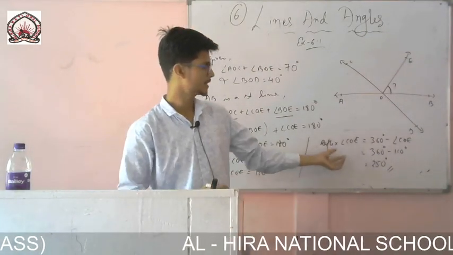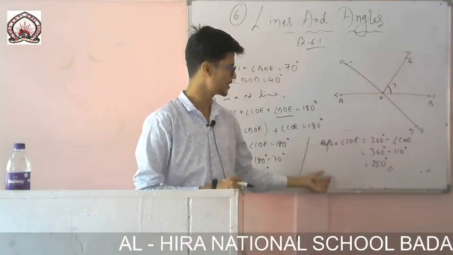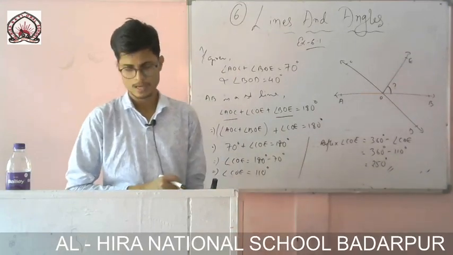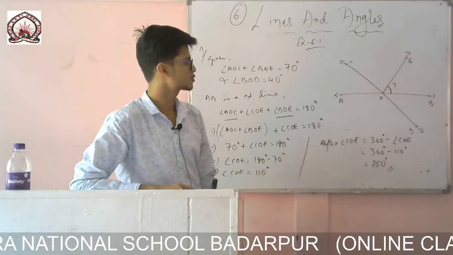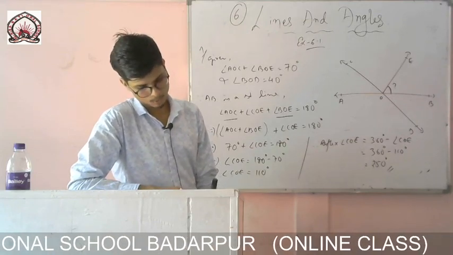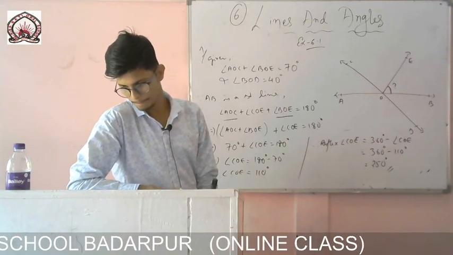Reflex angle, how to find? Simply subtract from 360 degrees. Reflex angle COE will be equal to 360 minus angle COE, so it will be 250 degrees. So one we have got, another one we have to find is BOE.